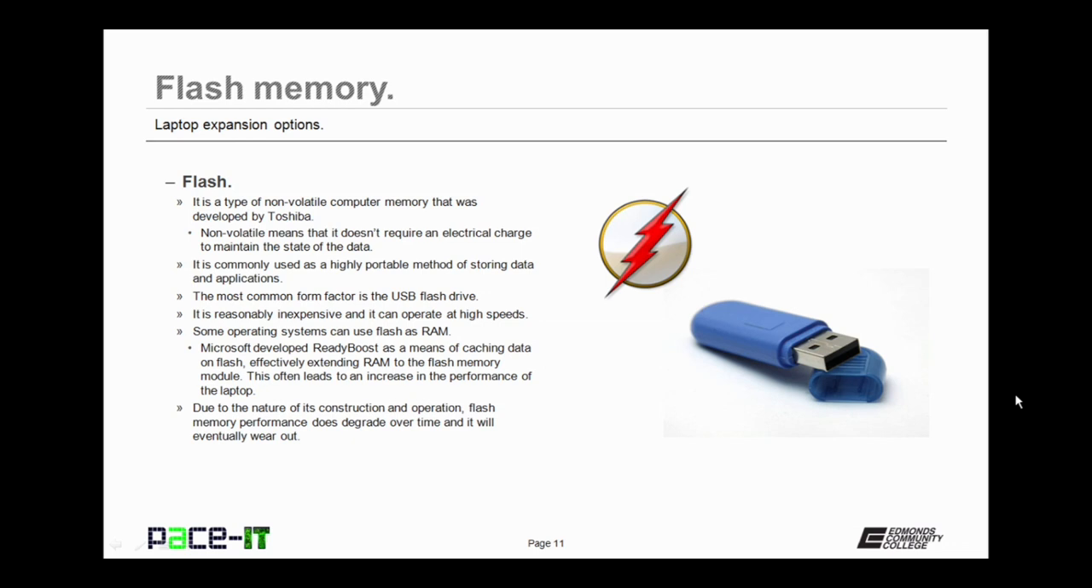Now, some operating systems can use flash memory as random access memory. Specifically, Microsoft developed ReadyBoost as a means of caching data on flash, effectively extending the random access memory to the flash memory module. That often leads to an increase in the performance of a laptop. Due to the nature of its construction and operation, flash memory performance does degrade over time and it will eventually wear out. But don't worry, in most cases, you lose it before you wear it out.